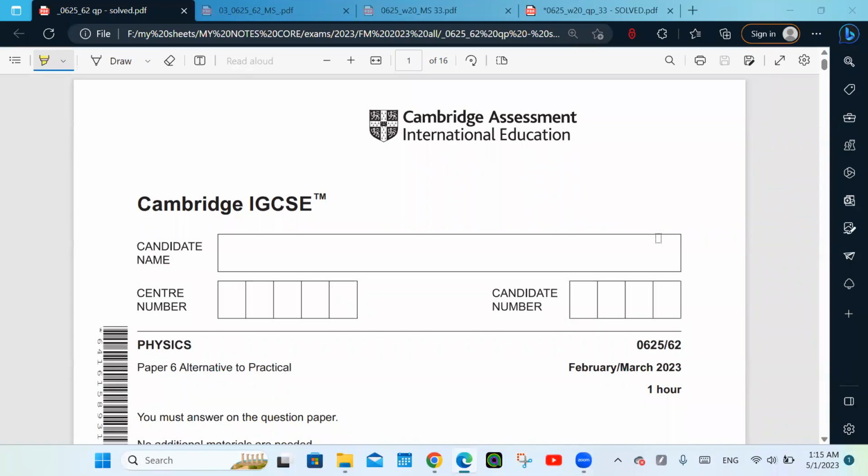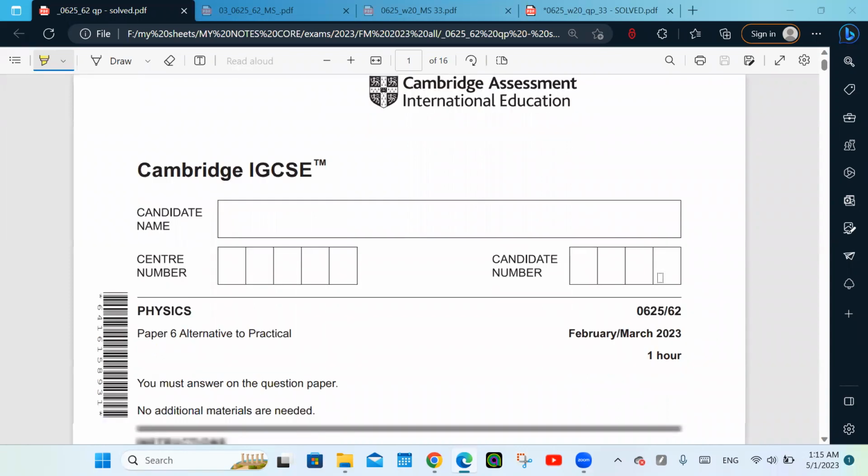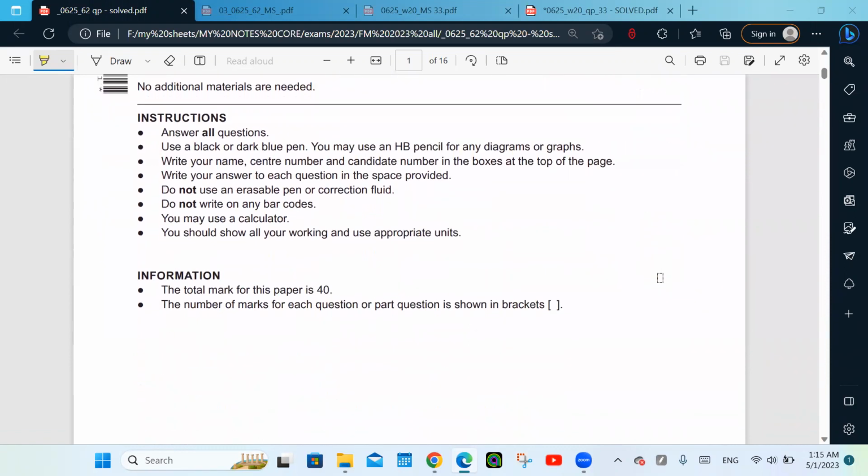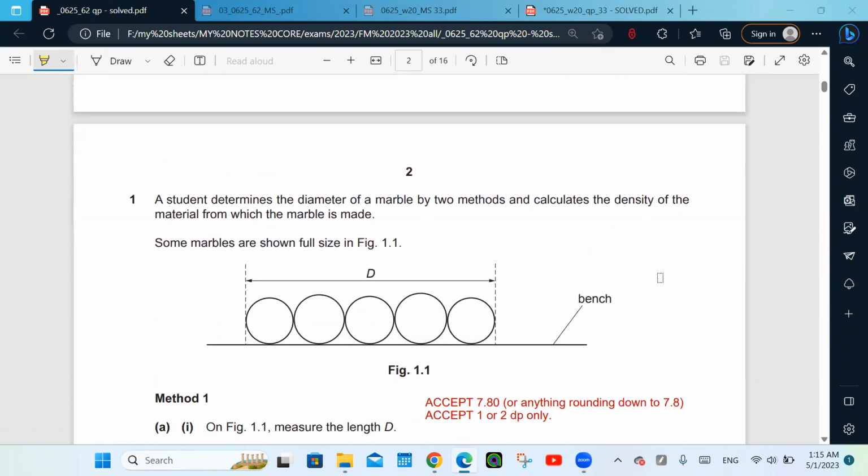Hello everyone. This is February-March 2023, paper 6, variant 2 for physics paper. Let's start with the first question.